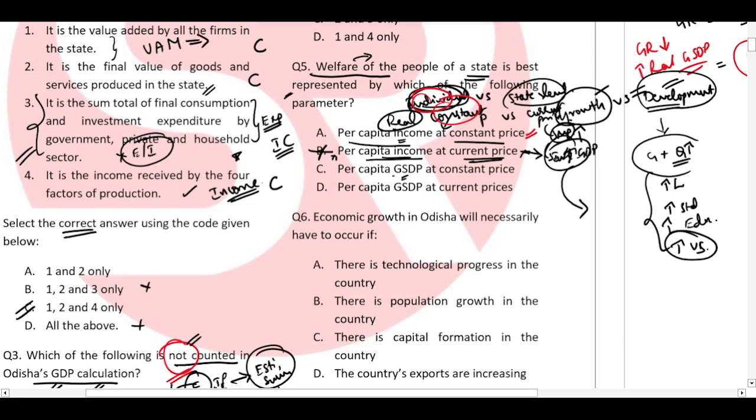And the option C and D talk about constant prices and current prices, but at the state level. Like I said, if the growth is happening at the state level, but the rich are getting richer and the poor remain poor, then the actual welfare of the people is not happening. So these both also don't give the true picture. And what gives the actual best parameter? It is the option number A, per capita income at the constant prices. Okay, let us move to question number 6.